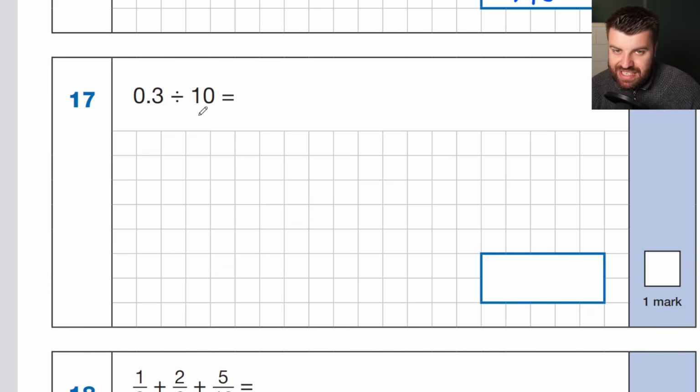Question 17, this is where we're shifting our digits up and down, okay? So we have 0.3, think of our place value chart, the decimals never move, okay? Dividing, we're shifting the digits down because the digit's getting smaller, and it's dividing by 10, so it's just one place. So this 3 shifts down to the hundredths, and we just have to put in our placeholders.